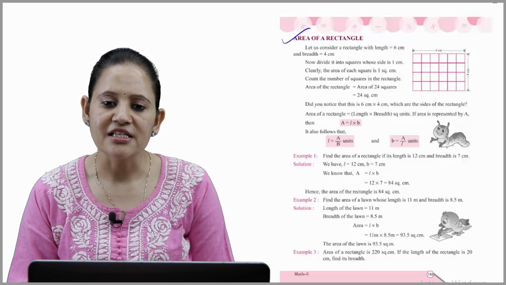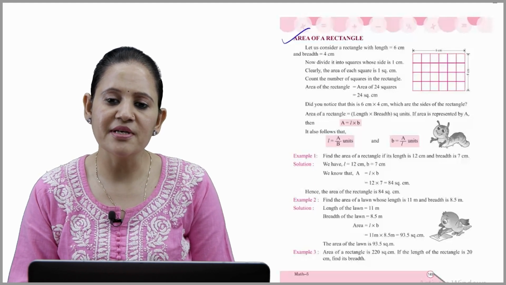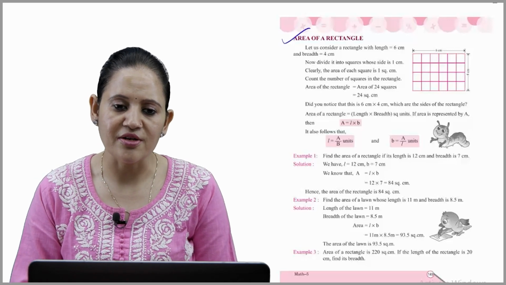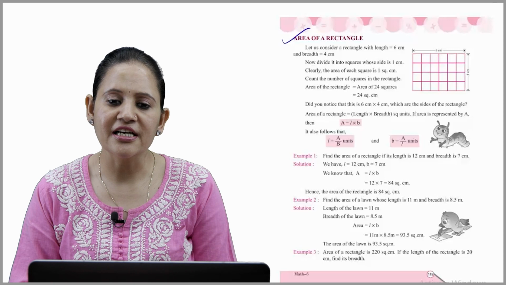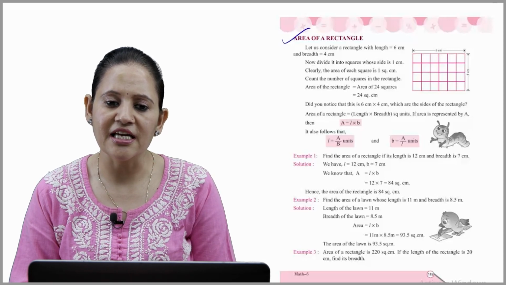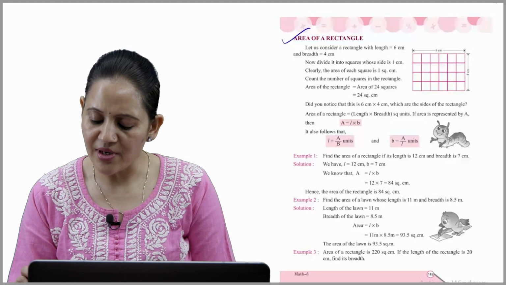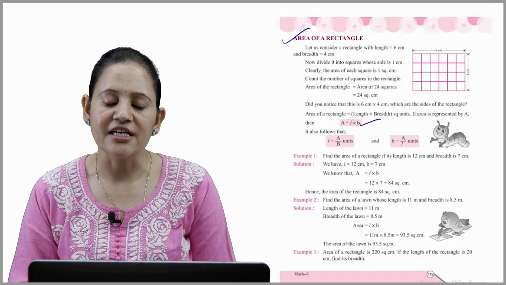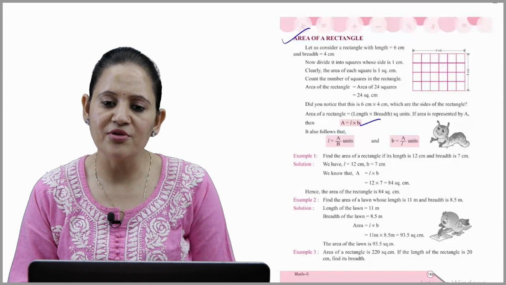Did you notice that 6 centimeter into 4 centimeter, which are the sides of the rectangle? So, 6 into 4 is 24. Area of the rectangle is length into breadth square unit. If the area is represented by capital A, so formula क्या हो जाएगा? Area का L into B. It follows that length हो जाएगी area upon breadth unit, and breadth equals area upon length unit.